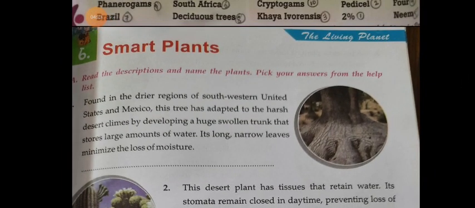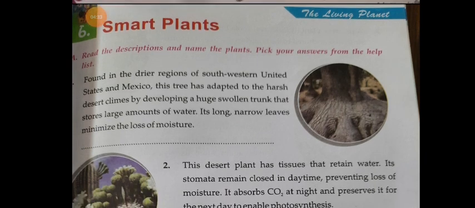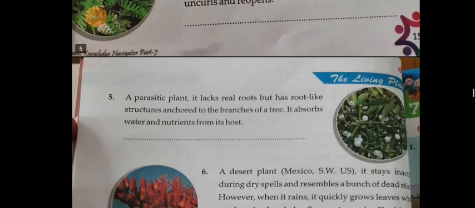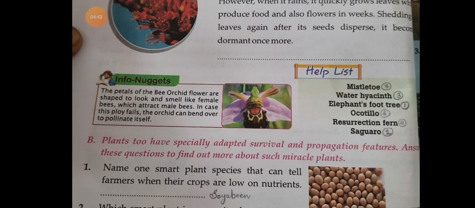Now chapter 6. Read the descriptions and name the plants. Pick your answer from the help list. There are some special plants which have some special features. You read the explanations given there, and answers are given on the next page. First one, elephant's food tree. Second one is saguaro. Third one water hyacinth. Fourth one it is resurrection fern. Fifth one mistletoe. Sixth one ocotillo.